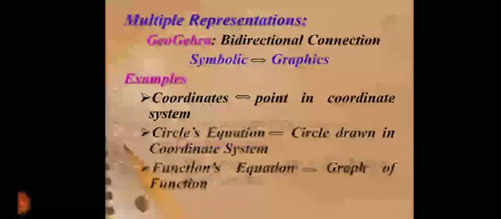Next, multiple representations. GeoGebra has a bidirectional connection: if we give a symbolic input, we can view it in the graphical view as well. For example, if we give coordinates, then a point in the coordinate system will be shown. Next, given a circle equation, the circle is drawn in the coordinate system. If we give a function's equation, the graph of the function will appear, and if you draw a graph of a function, we can see its equation.